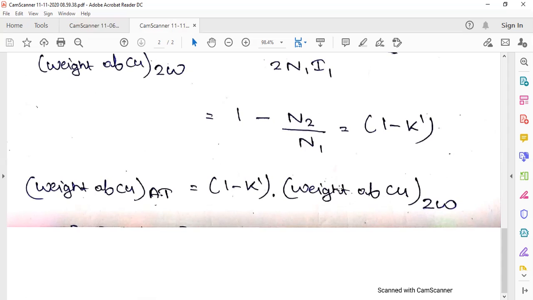I hope the concept of autotransformer is clear to you, and how the kVA rating is enhanced because of the conduction and induction effect both. So I think everything is clear. This completes our study on transformer and autotransformer. In the next class we will go ahead with the numerical problems, and after that we will move on to the induction machine. Okay, thank you.